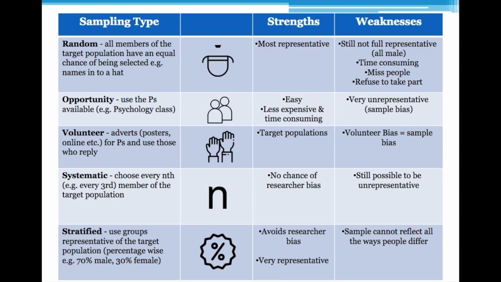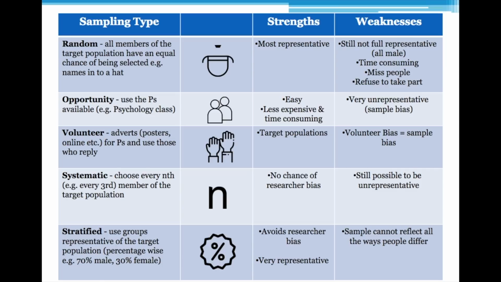Then you've got volunteer sampling. This is where you put up posters and ask people to come and take part in your study at a certain place or time, or you can email them out, and people who reply, those are the people that you use. You then got systematic sampling. This is where you choose, say, every 4th, 5th, 6th person, every nth person of your target population, but again you would obviously need a list of all the people in your target population.